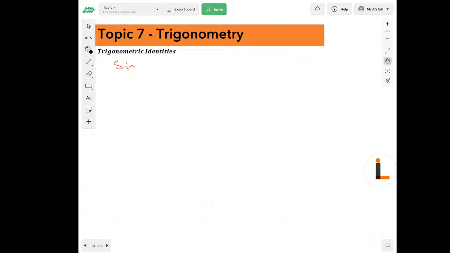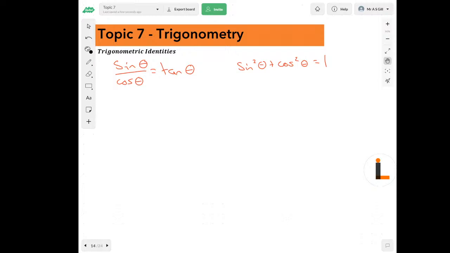sine theta over cos theta is equal to tan theta. And the second one is sine squared theta plus cos squared theta is equal to 1. Okay, and we can look at proofs of these and you can look them up. We're not going to go through them today.